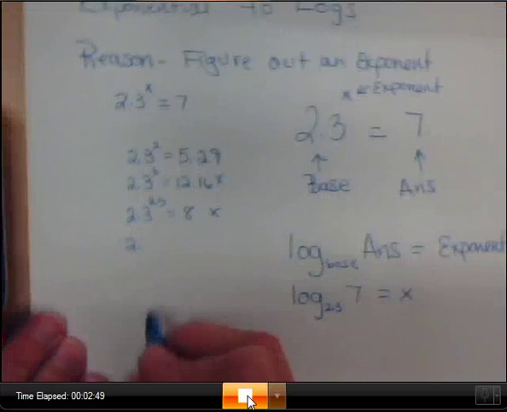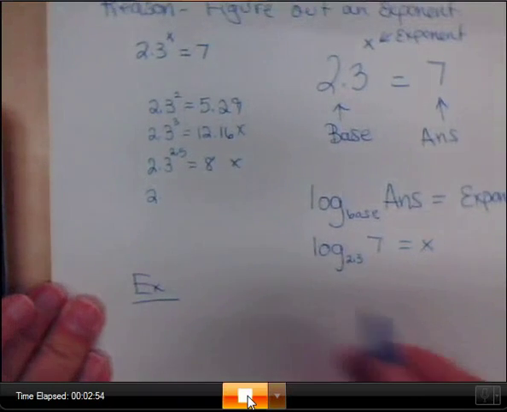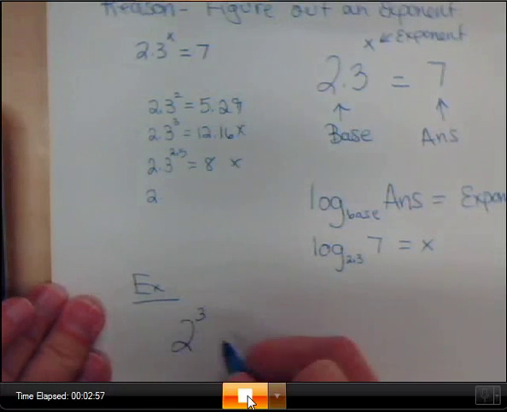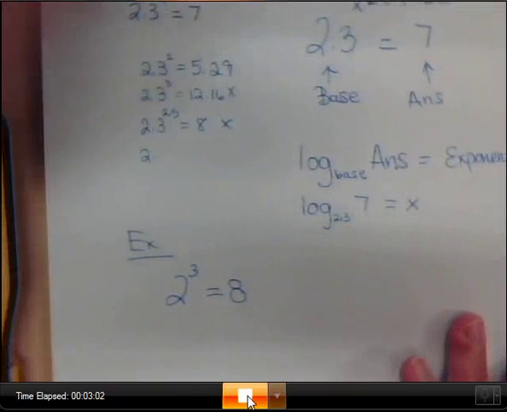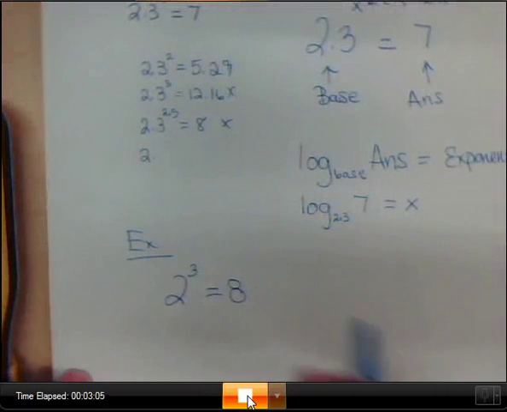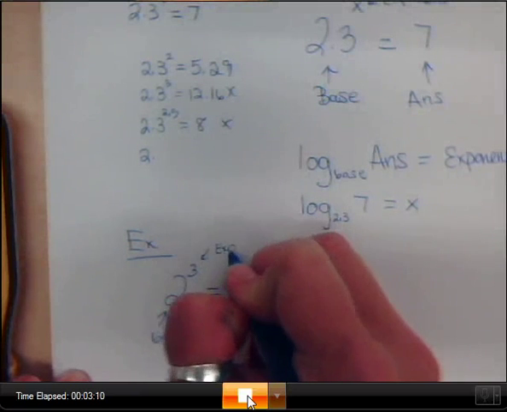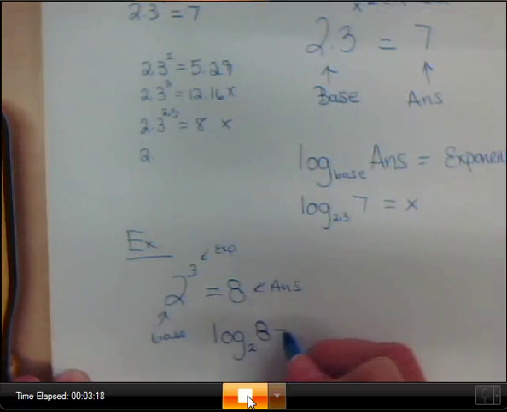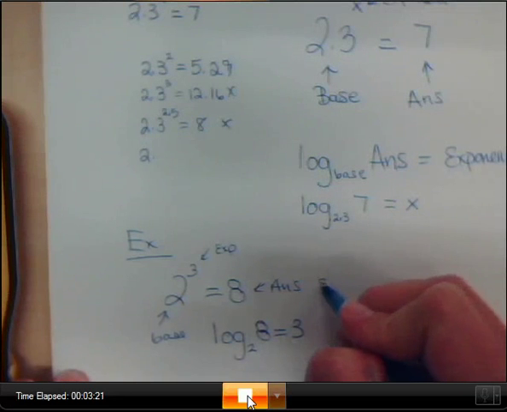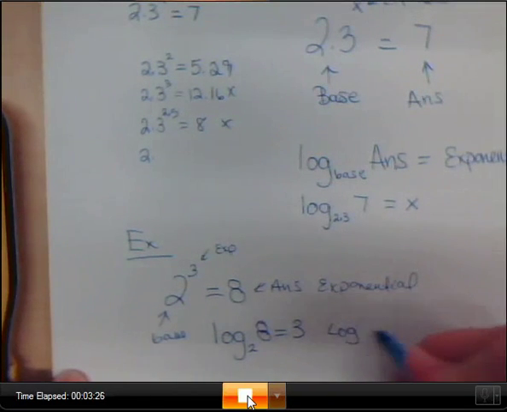So let's try another example. If I were to have, let's say, 2 to the third, well, we know that equals 8. But if I had to write that, this is exponential form, in log form, my base is 2, this is my exponent, and this is my answer. So I'm going to have log base 2 of 8 equals 3. And that's how I take this exponential form and write it as log form.